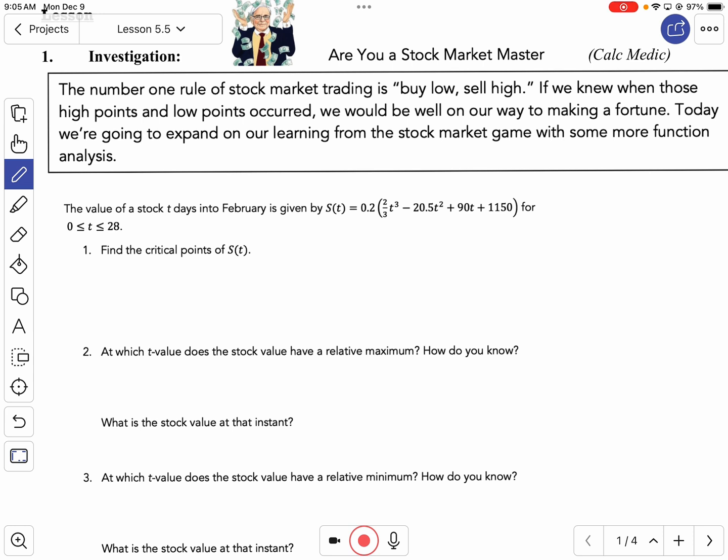Exactly. Okay. So the number one rule of stock market trading is buy low, sell high. If we knew when those high points and low points occurred, we would be well on our way to making a fortune. Today, we're going to expand on our learning from the stock market game with some more function analysis.